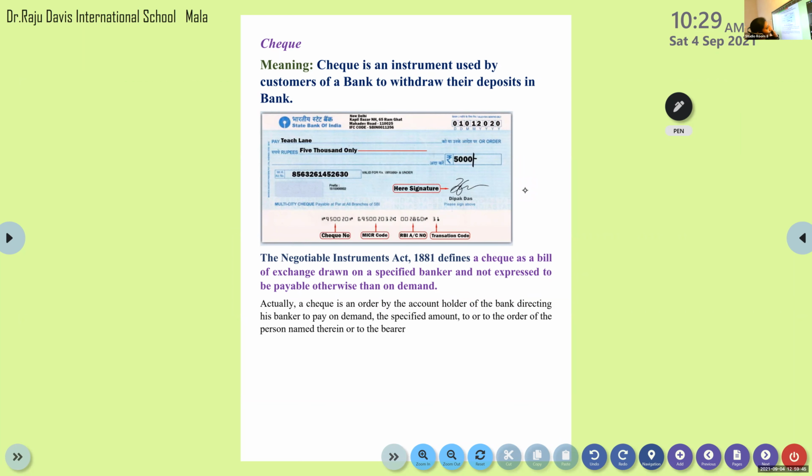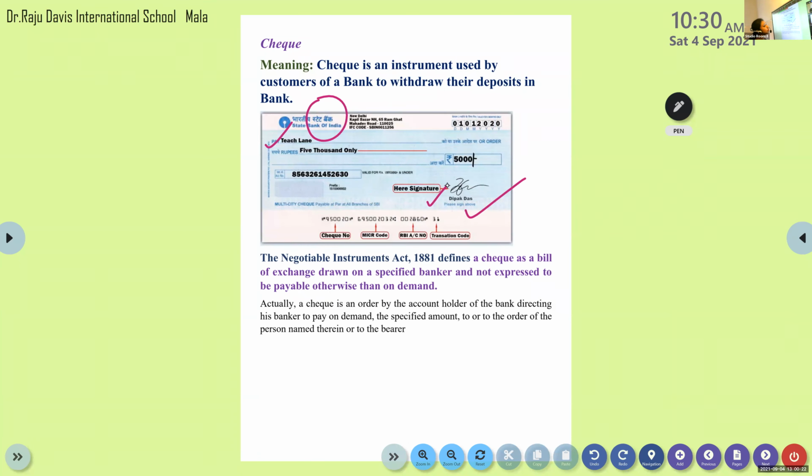Who is the drawer? Depositor. Sorry? The depositor. I'm not getting you. I'm asking the name. Like, is it State Bank of India? Is it Teach Lane, or is it Deepak Das? Is it this, or this? Who is the drawer here? I don't want the meaning or the explanation. Who is the drawer here? Deepak Das. Very good.